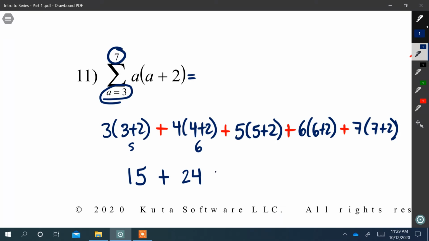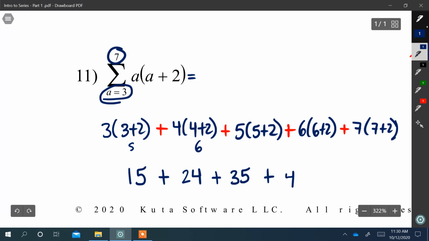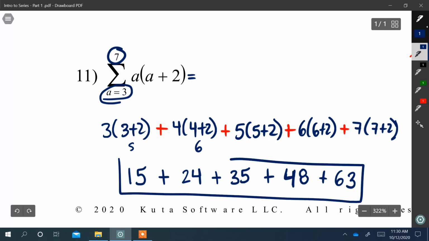All right, so we got 5 times 2. 5 plus 2 is 7, and 7 times 5 is 35. And then 6 plus 2 is 8, all right? And then 8 times 6 is going to be 48. Then finally our last number here, we got 7 plus 2 is 9. And then 9 times 7, well, that would be 63. And we're just going to leave our answer just like that in expanded form.